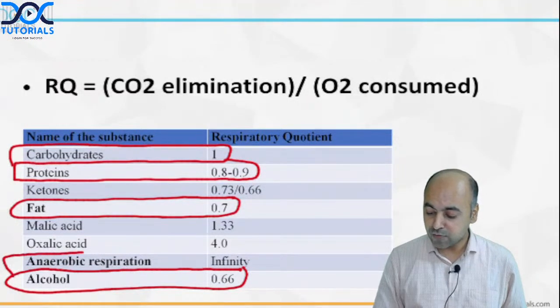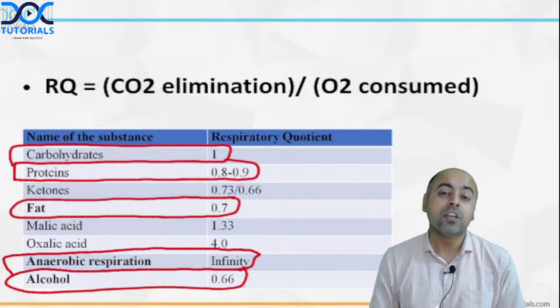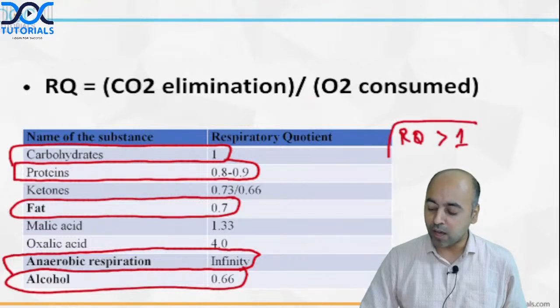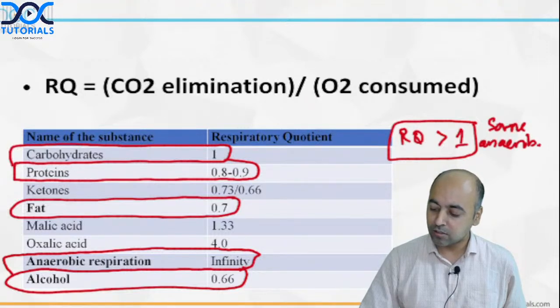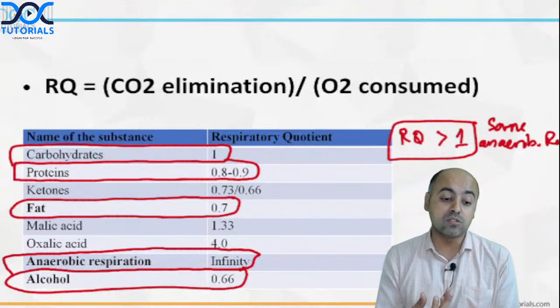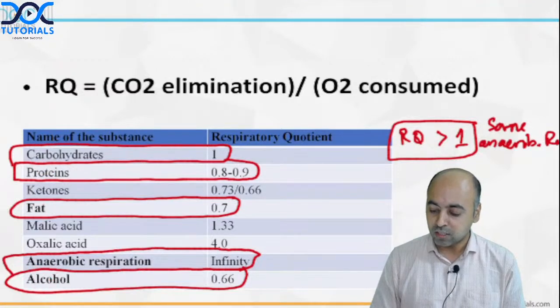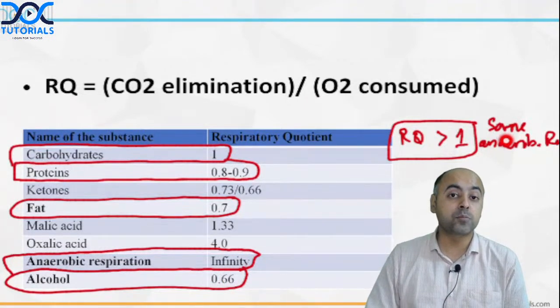Lastly, if absolutely anaerobic respiration is going on, in that case the value of RQ will be infinity. But if a small contribution is coming from anaerobic respiration, in that case the value of RQ should be greater than 1. So if you get a value of RQ greater than 1, what this means is that at least some amount of anaerobic respiration is ongoing. You can see for most of the dietary stuff, carbohydrate, protein, fat, alcohol, the value is less than 1. It will go to more than 1 only when some anaerobic respiration is going on.